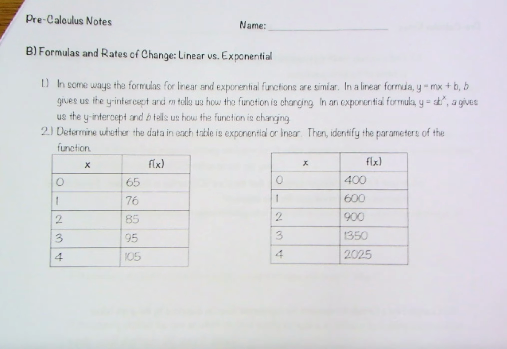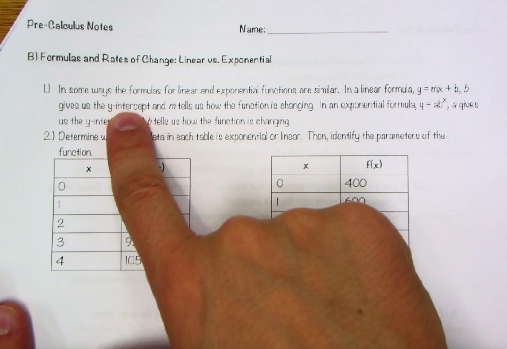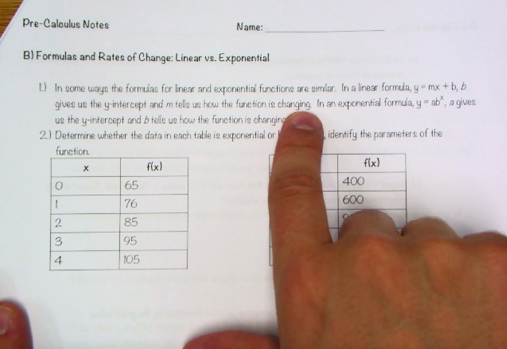So let's look at a couple more tables of values. Number one here says that in some ways the formulas for linear and exponential functions are similar. In a linear function, y equals mx plus b, b gives us the y-intercept, right? And m tells us how the function is changing.